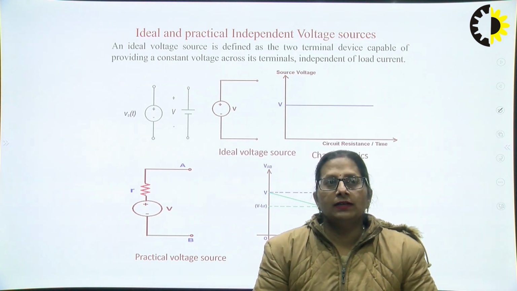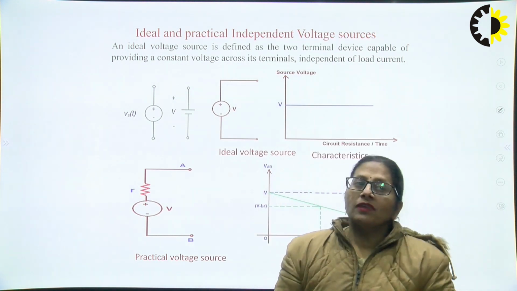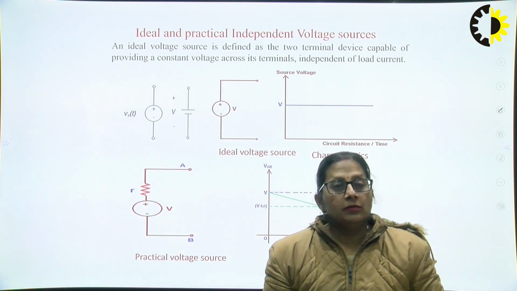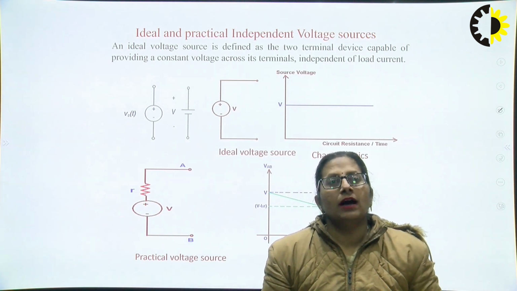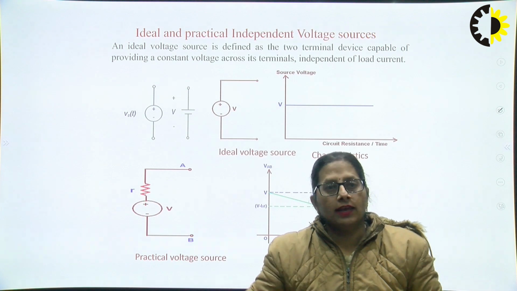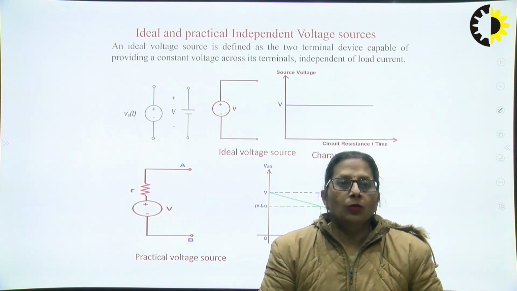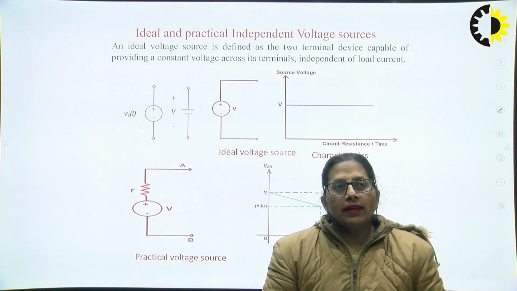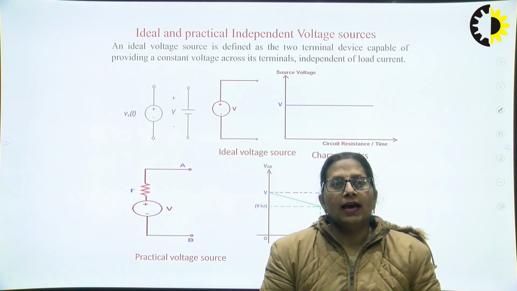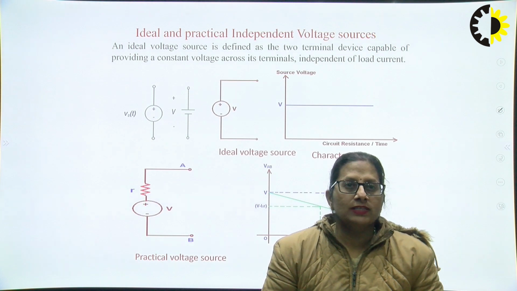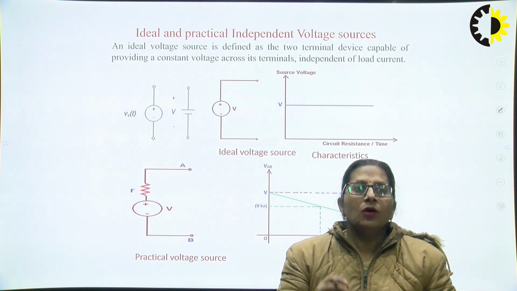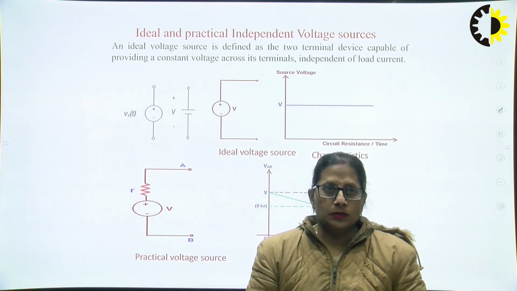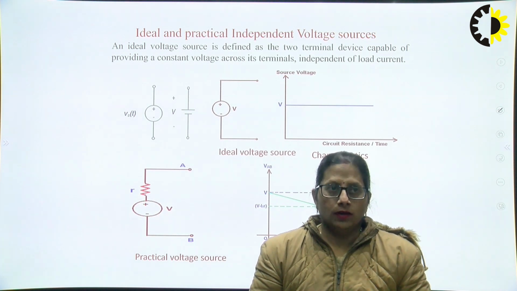First, going with the ideal and practical voltage source, that too independent. That means their values are not dependent on any other circuit element, voltage or current. They are independent on their own. An ideal voltage source is defined as a two-terminal device which is capable of providing a constant voltage across its terminals, independent of the load current.